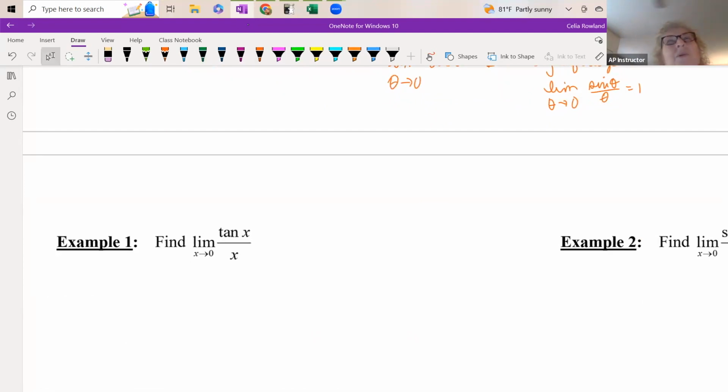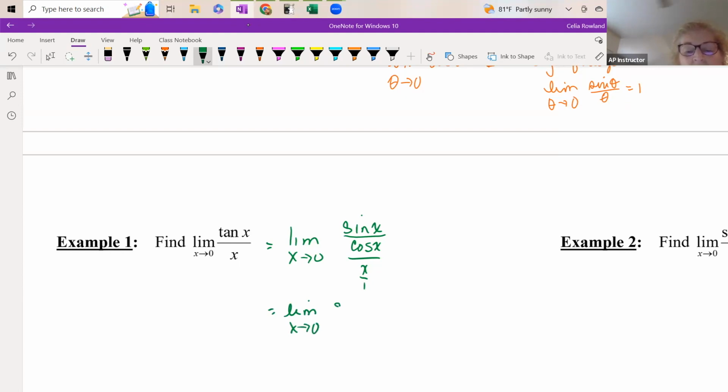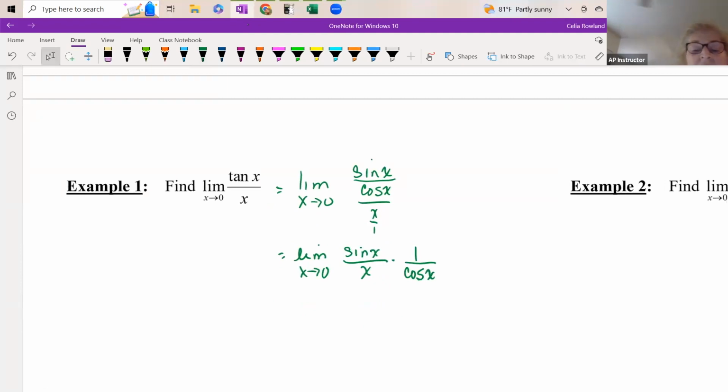So you're going to have some really fundamental trig manipulations to do. So we're going to change tangent. We're going to rewrite this as sine over cosine. And we're going to divide this by x over 1. So this gives me the limit as x goes to 0 of sine of x. I'm going to flip the x here times 1 over cosine of x. And I'm going to break this function up. That means I can take these limits individually, okay?